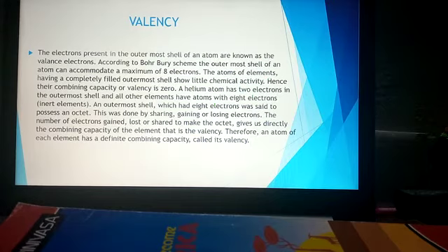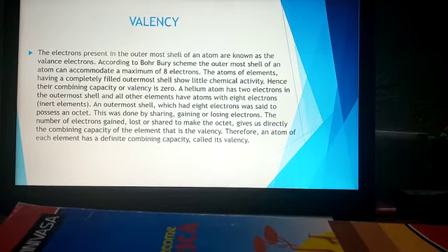The number of electrons gained, lost or shared to make the octet, that is, to make the electrons 8 in the outermost orbit, gives us directly the combining capacity of the element, that is, the valency. Therefore an atom of each element has a definite combining capacity called its valency.